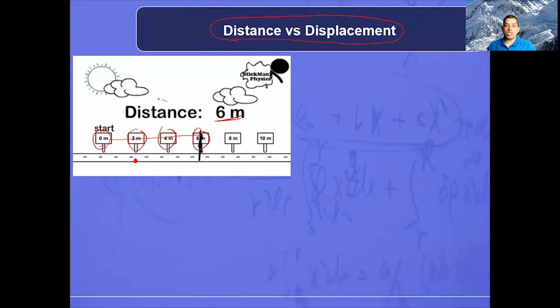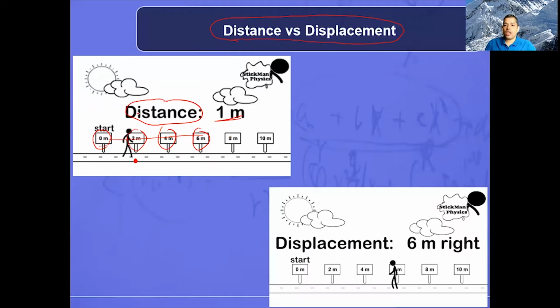So this is distance. Now I'm going to show you another GIF. In this case, this guy moves from 0, goes all the way to 6, then comes back to this position. When it comes back to this position, what is the final displacement? The final displacement is right here, which is 2 meters to the right.